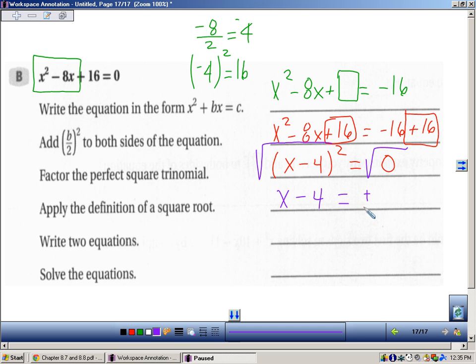Now, there is no such thing as a positive or negative 0. 0 is 0. It's neutral. Neither positive nor negative. Right? And so, when you apply the definition of the square root, there's only one solution here. It's 0. So, I'm going to clean this up. It's x minus 4 equals 0. And then solving this by adding 4, you get x equals 4. So there are no two equations to write. Hate to disappoint you, but that's the case.